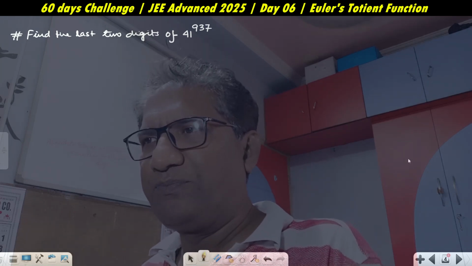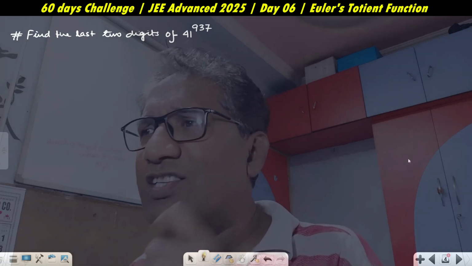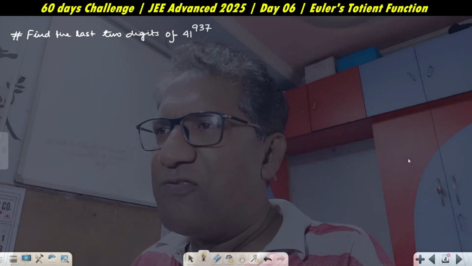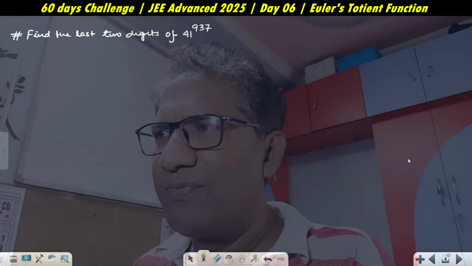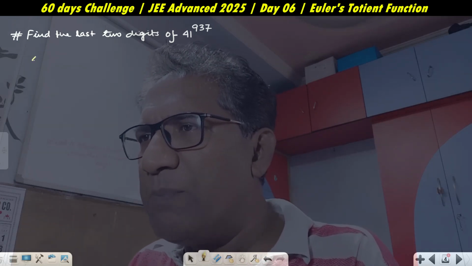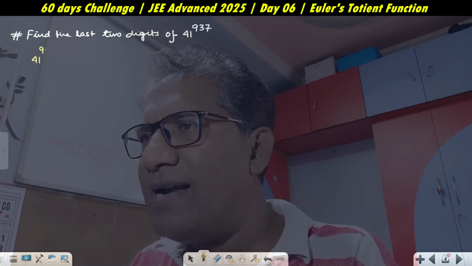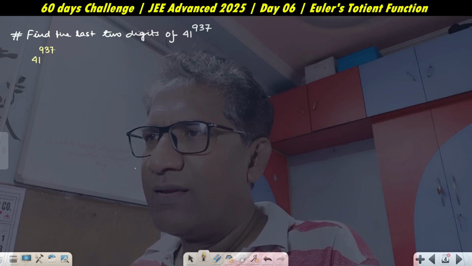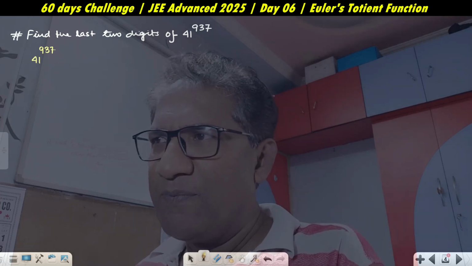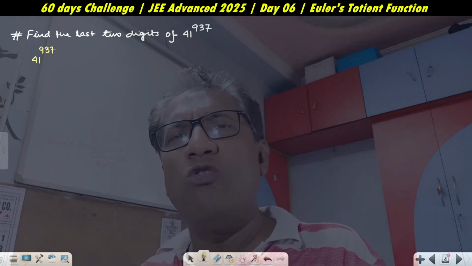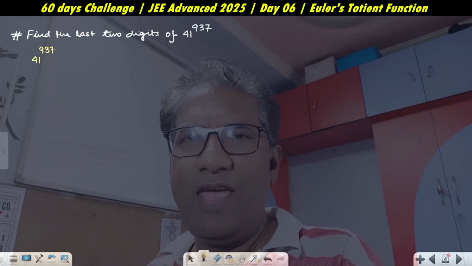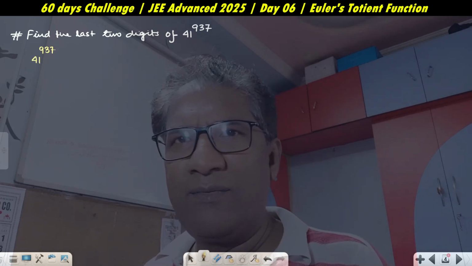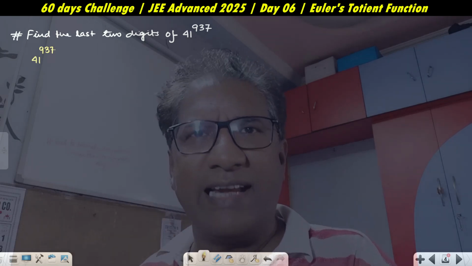See this question. Find the last 2 digits. It's another application of Totient form. Find the last 2 digits of 41 to the power 937. Okay? So how to do this? We know that to find out the last 2 digits, you have to find out the remainder of any number when divided by 100. Am I correct or not?